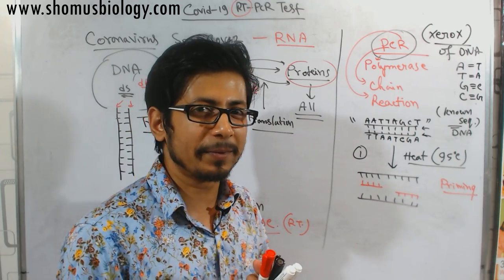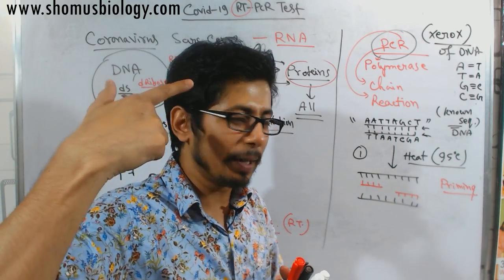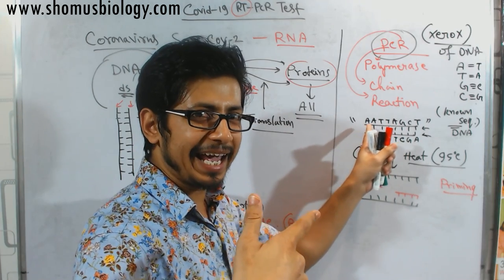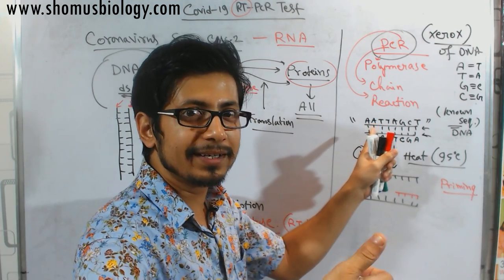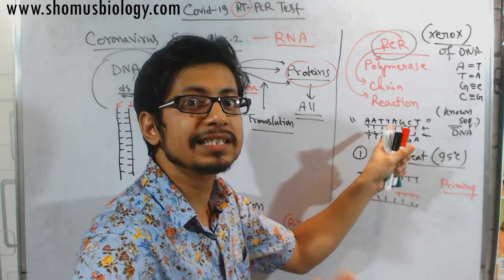How to design the primer? Remember, if there is A in the opposite, T should pair with it. If there is G in the opposite, C should pair with it.